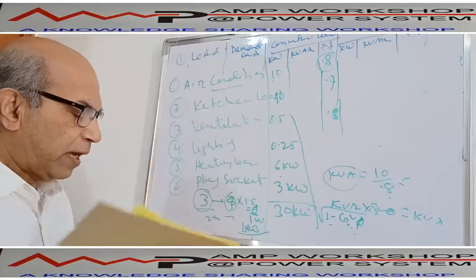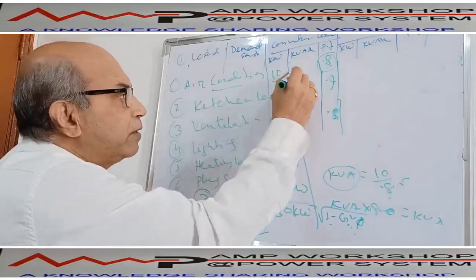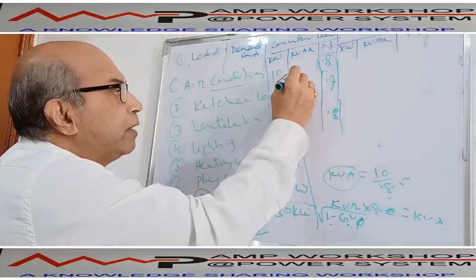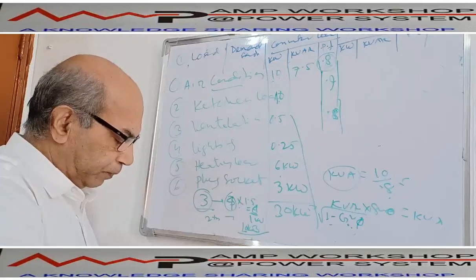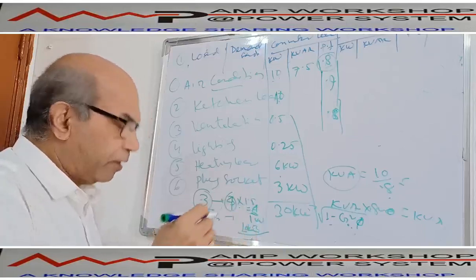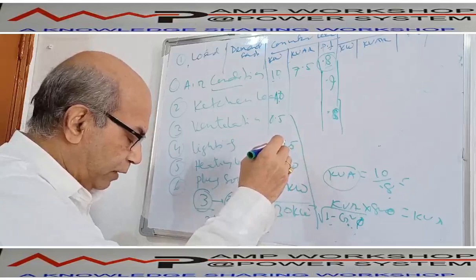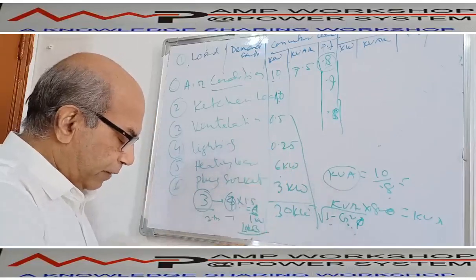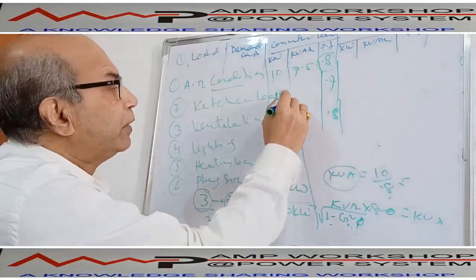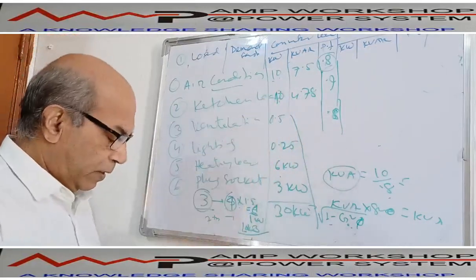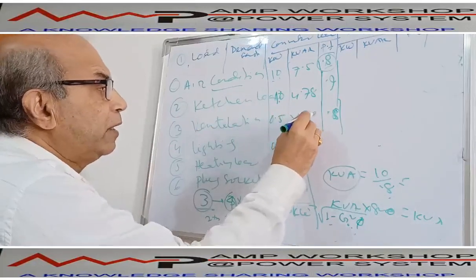So if you see the KVAR for the 10 kilowatt air conditioning load, the KVAR will be 7.5. If you go to the ventilation, for this kitchen 10 kilowatt with a 0.9 power factor, the KVAR will be 4.78. So the ventilation is equal to 0.38 kilowatt.